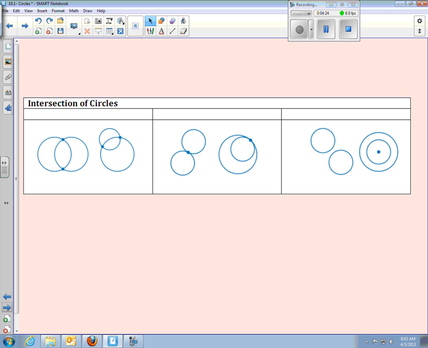All right, we have intersections of circles. We have 3 different types of intersections that can occur. If we look at our first one, they intersect in 2 points.